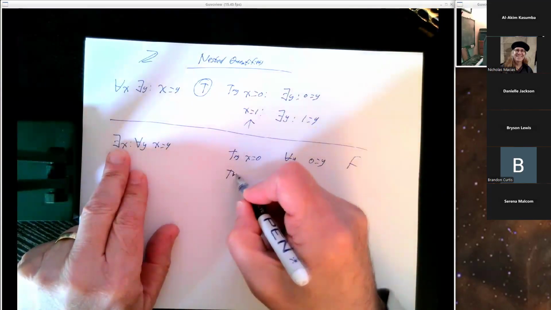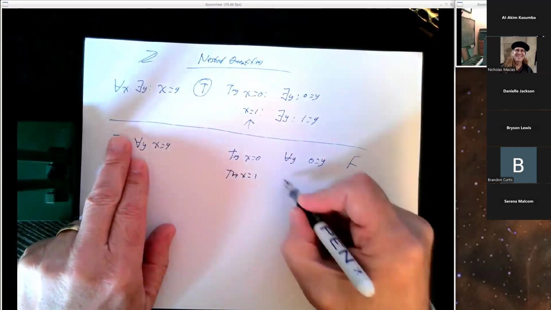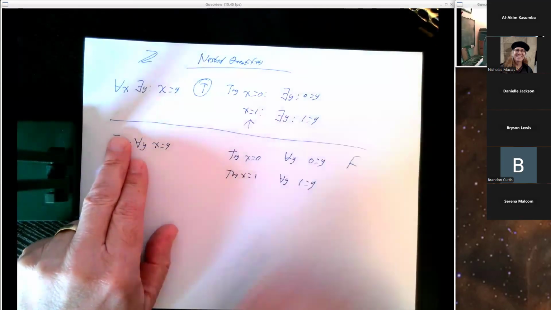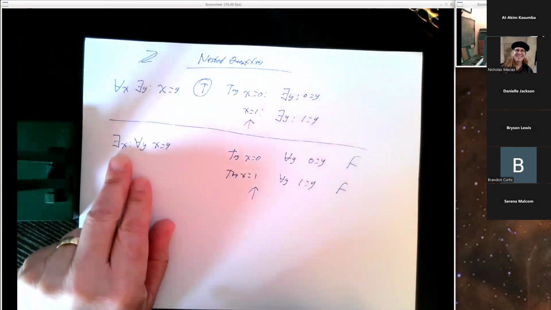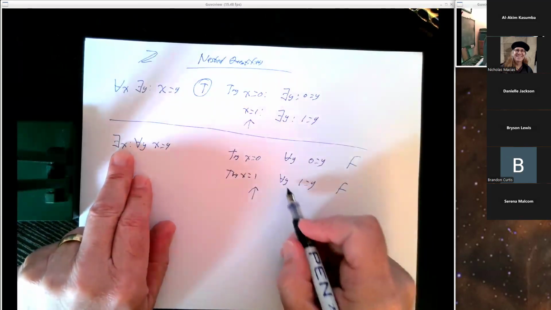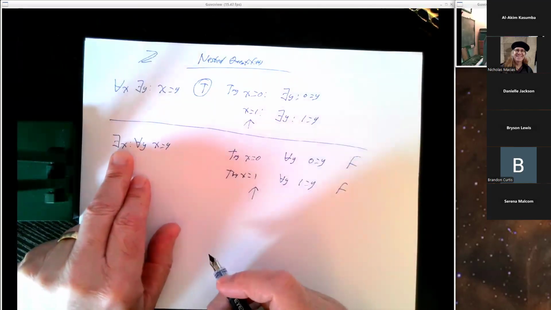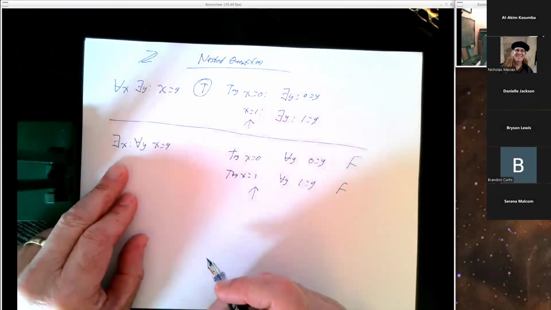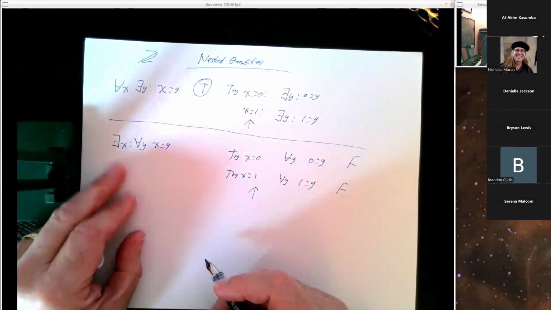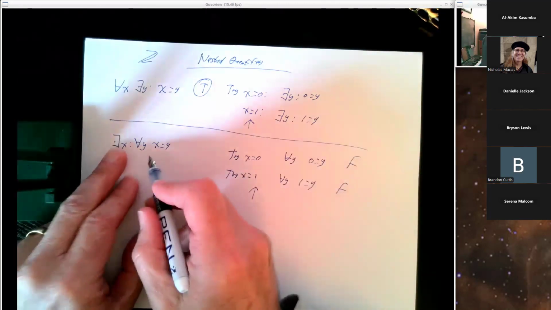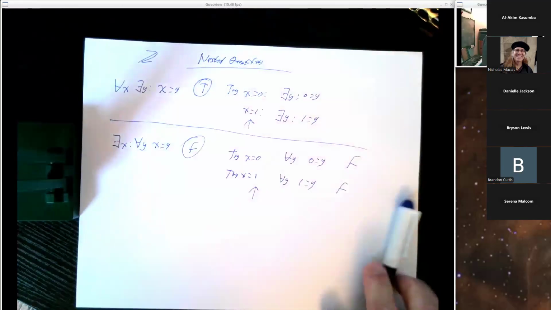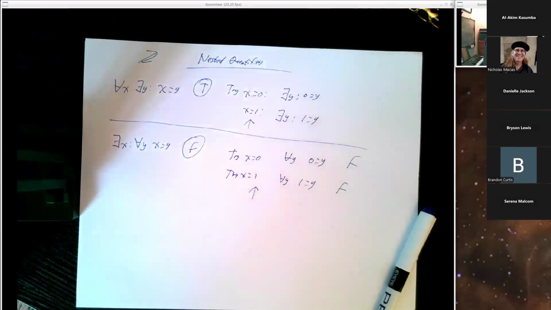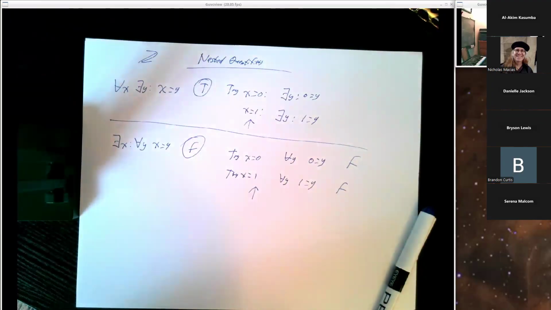I could try x equal to 1, and this says for all y, 1 is equal to y. Well, that's not true because 2 is not equal to 1, so that's false. And again, it seems like no matter what value I pick for x, this expression that I get is not always going to be true. In fact, it's usually not going to be true. So in fact, there is no x which makes this true. So this turns out to be false. And it's just by switching the order of the quantifiers.